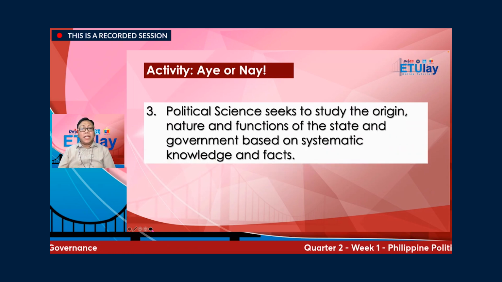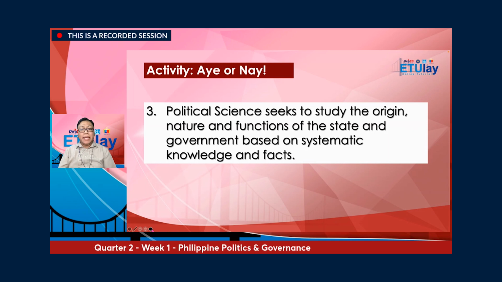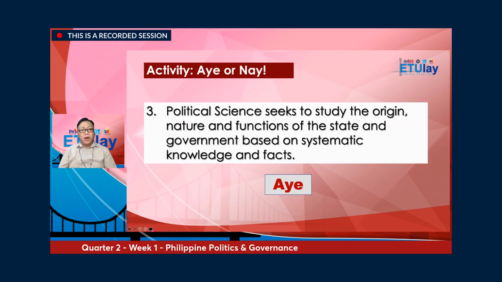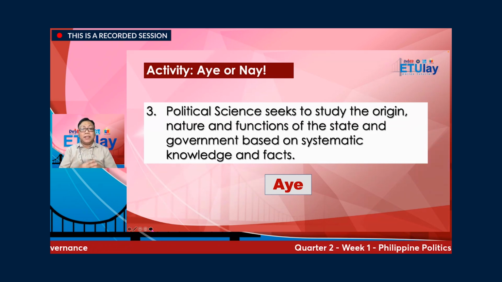Next. Political science seeks to study the origin, nature, and functions of the state and government based on systematic knowledge and facts. Is it aye or nay? It's aye. Yes, it's true. It's correct. Of course, right now the political science is geared into a scientific approach by acknowledging the systematic knowledge and facts.